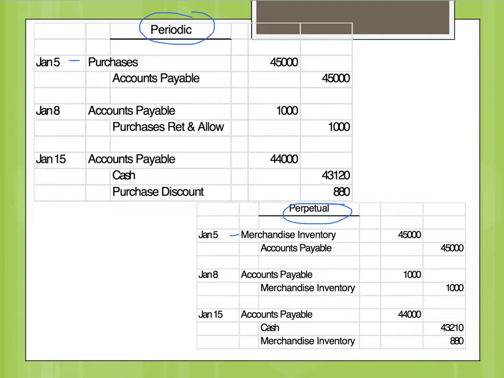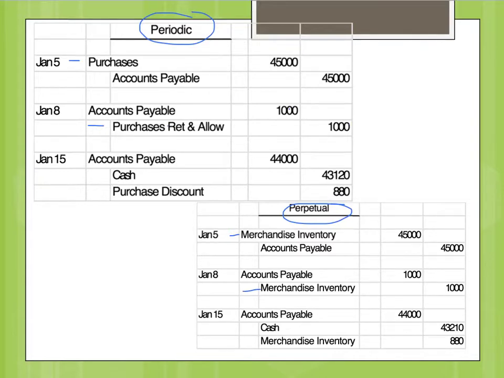On January 8th, we returned some merchandise. We have a new account called Purchase Returns and Allowances. Before, we were using Merchandise Inventory. We have Accounts Payable, $1,000, and Purchase Returns and Allowances, $1,000.